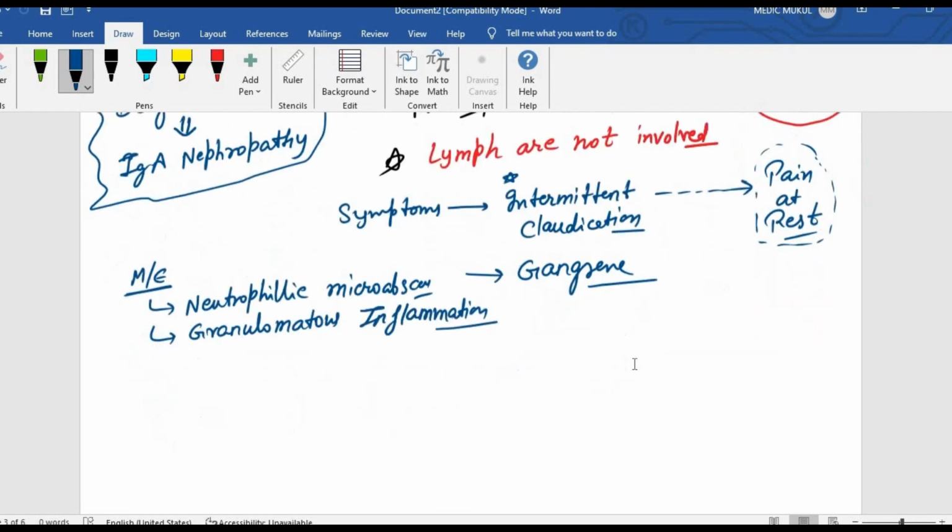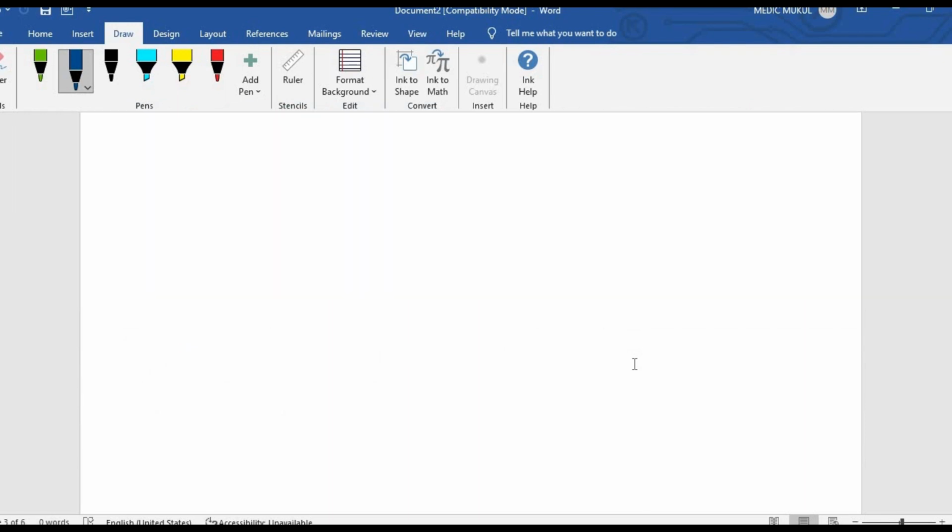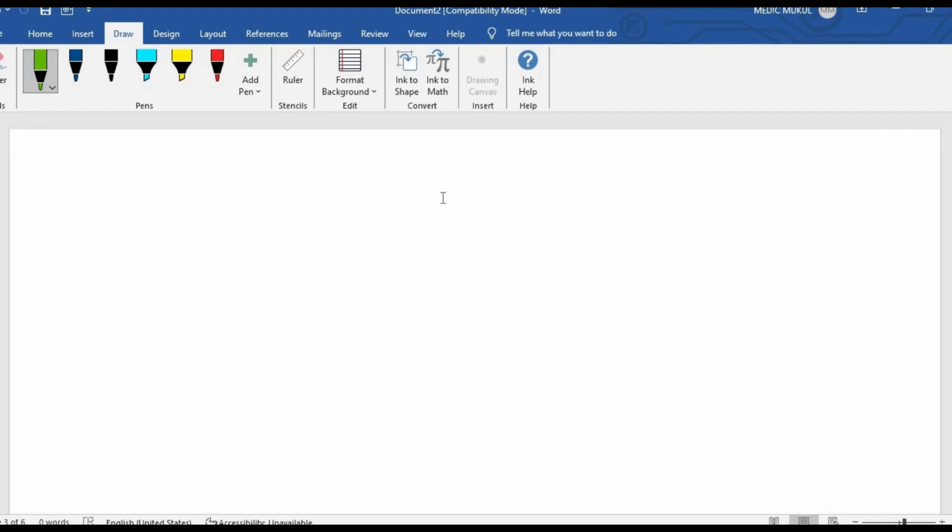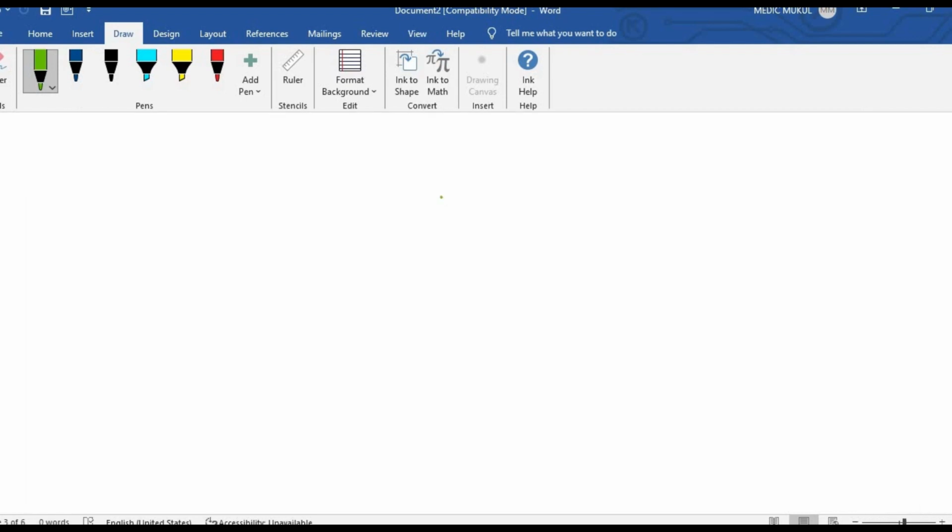Okay. Now let's go to another important one, Takayasu. Many questions are in your booklet. So let's clear everything here. Before that, let's first do the large vessel vasculitis. In the large vessel vasculitis, first let's discuss the temporal arteritis.